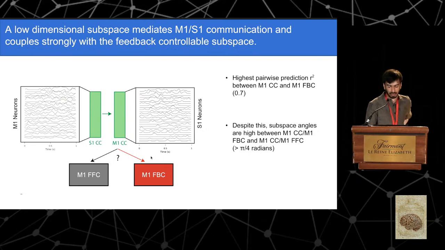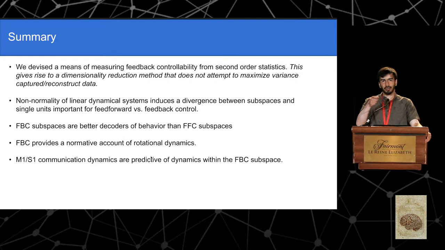So to wrap up, we devised a means of measuring feedback controllability from the second order statistics of an observed dynamical system. This gives rise to a dimensionality reduction method that does not attempt to maximize variance captured or reconstruct data. We found that the non-normality of the underlying linear dynamical system introduces a divergence between these subspaces and the single units that participate in these subspaces. And we can explain multiple features of observed neural data under this framework. So with that, I'll open it up to questions.